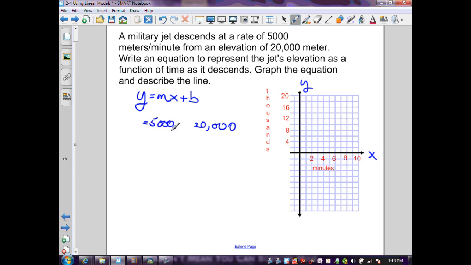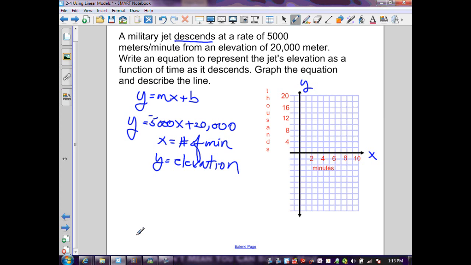But here, recall that it is descending. Therefore, that is going to be a negative value for the coefficient of my x. And that gives me my equation, y equals negative 5,000 x plus 20,000. X will be my minutes, and y will represent my elevation. And that will depend on the number of minutes I'm going to calculate.